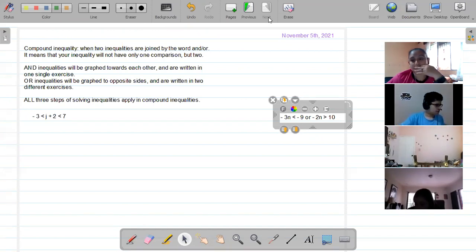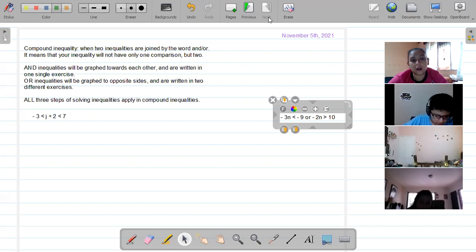Today, we're going to see a new topic that's really basically the same thing as the last topic, which is multi-step inequalities. Today, we're going to continue working with inequalities, but we're going to define first, as usual, some things. The first thing that we're going to define is a compound inequality. So what is a compound inequality? Well, it is when two inequalities are joined by the word and or the word or.